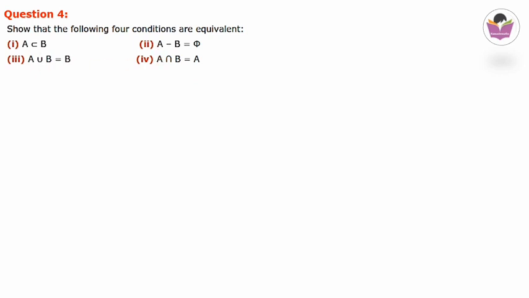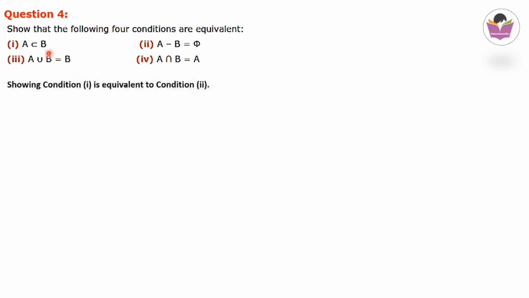How do we prove? We have to prove first condition is equivalent to second. Second condition is equivalent to third. Third condition is equivalent to fourth. Then we can say that these 4 conditions are equivalent. First of all, A is a subset of B. Means we are going to take first and second. First condition is equivalent to second condition we are going to prove.